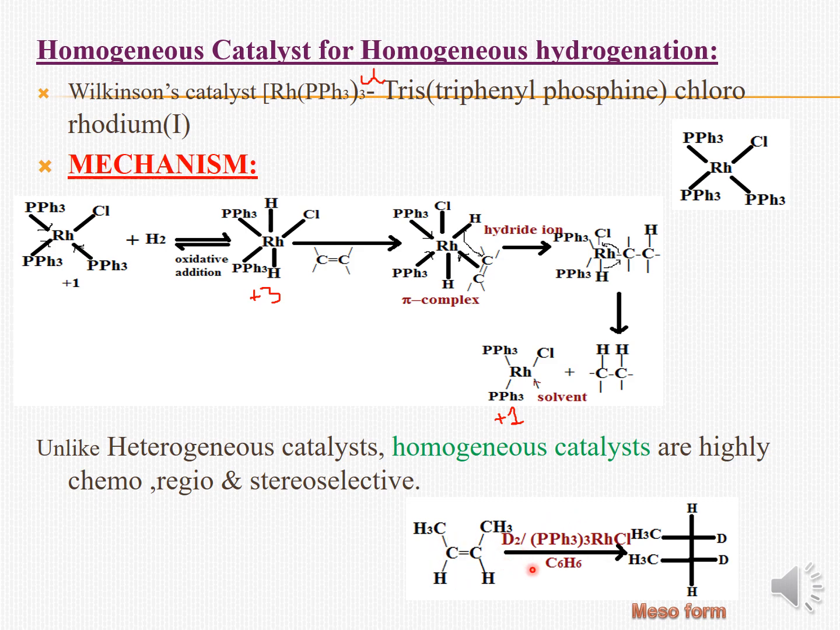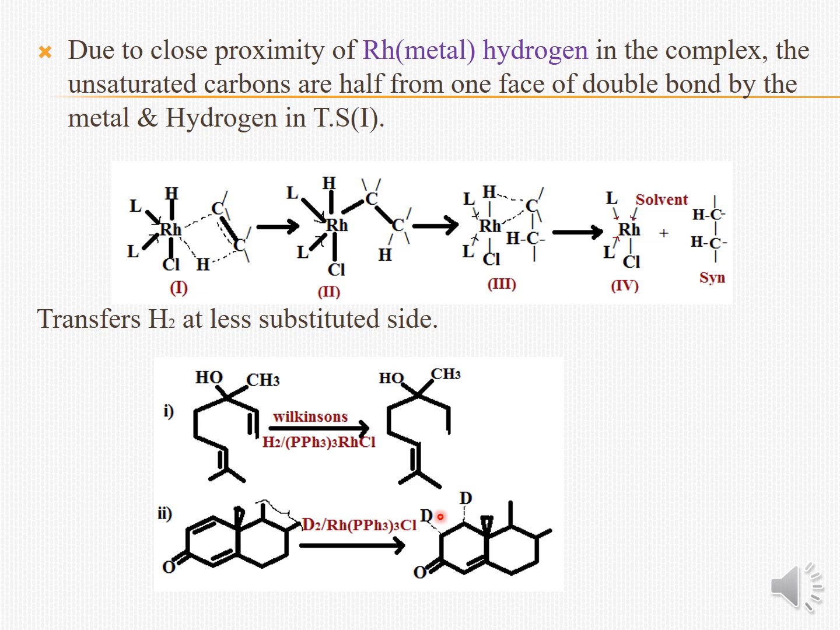So unlike the heterogeneous catalyst, the homogeneous catalysts are highly chemoselective, regioselective and stereoselective in their reactions. You have to remember this point. Homogeneous catalysts are highly chemoselective, regioselective and stereoselective.